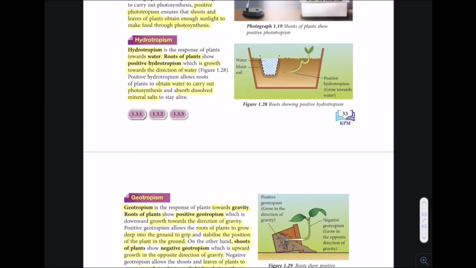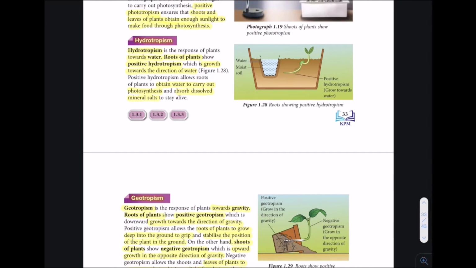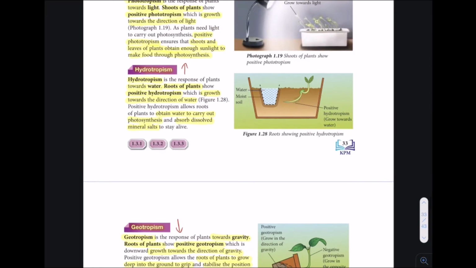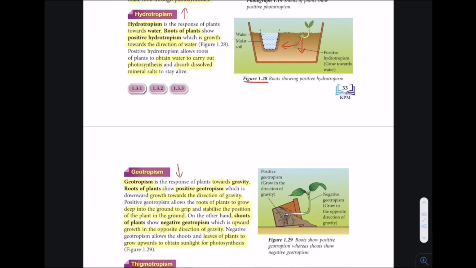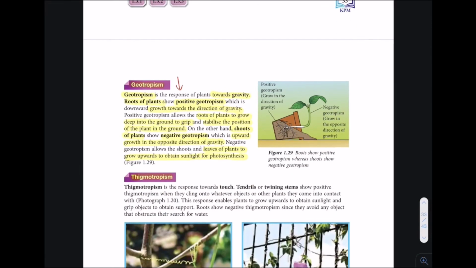So an important thing to note here is that hydrotropism is stronger than geotropism. As you can see in figure 1.28, the hydrotropism is stronger compared to geotropism. This is because plants require water to stay alive more than they require support.